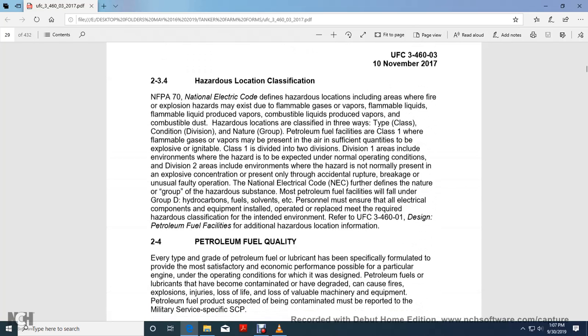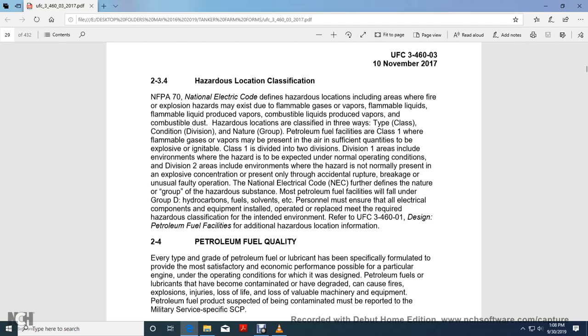2.3.4 Hazard location classification. National Fire Protection Association 70, the National Electrical Code, defines hazard locations, including areas where a fire or explosion hazard may exist from flammable gas, vapor, flammable liquid produced vapor, combustible liquid produced vapor, or combustible dust. Hazard locations are classified in three ways: type by class, condition by division, and nature by group of the petroleum fuel facility.